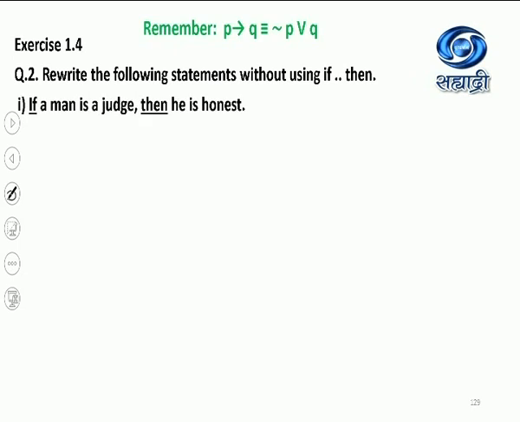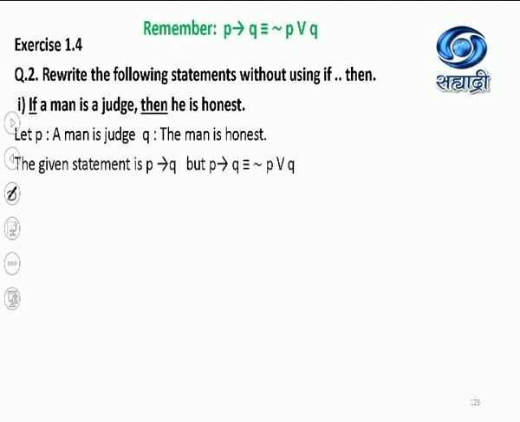In question 2, we have to rewrite the following statement without using if then. If a man is a judge, then he is honest. So the if then phrase is implication. So write individual statements P and Q. P is a man is a judge. Q, the man is honest. Implication is P implies Q.